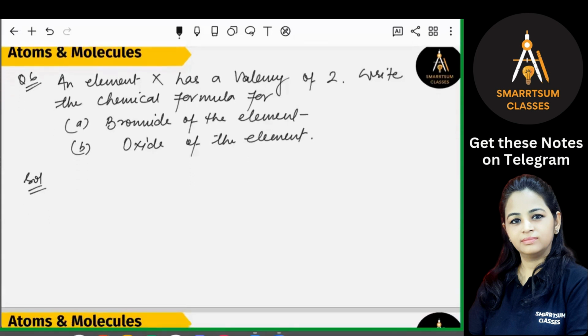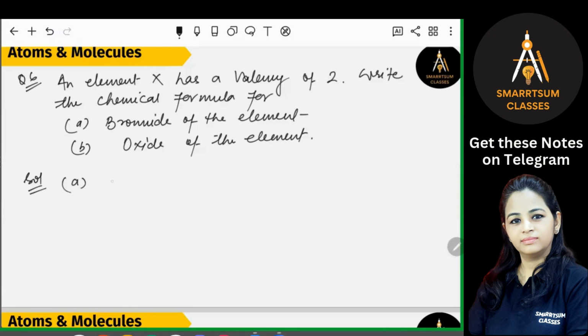Now look at another question, question number 6. An element X, we don't know what X is, okay? An element X has a valency of 2. Now we have to find out the chemical formula for the bromide of this element and the oxide of this element, right? If we are forming the bromide and oxide of this element, what will be the formula of these compounds? We can find this out, since the valency of the element is given here.